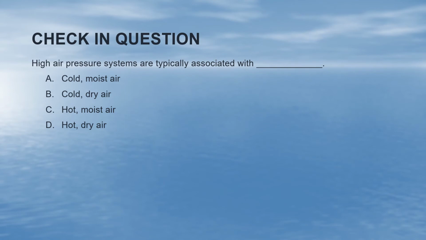All right, let's check your understanding. So high air pressure systems are typically associated with what type of air? Cold moist air, cold dry air, hot moist air, or hot dry air? Okay, so hopefully you paused and pondered, and you should have come up with hot dry air. So here in Arizona we have a lot of high pressure systems which have a lot of hot dry air.